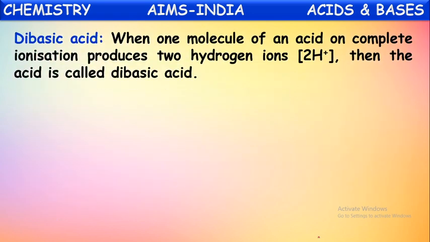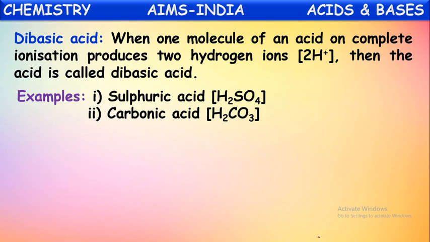Next, dibasic acids. When one molecule of an acid on complete ionization produces 2 H plus ions, or 2 hydrogen ions, then the acid is called a dibasic acid. Certain acids, when dissolved in water, produce 2 H plus ions from each molecule of it. Such kinds of acids are called dibasic acids. For example, sulfuric acid, carbonic acid. These acids on dissolving into water liberate 2 H plus ions from each molecule. For example, if you dissolve sulfuric acid into water, it produces 2 H plus ions and sulfate ion, SO4 minus 2 ion.